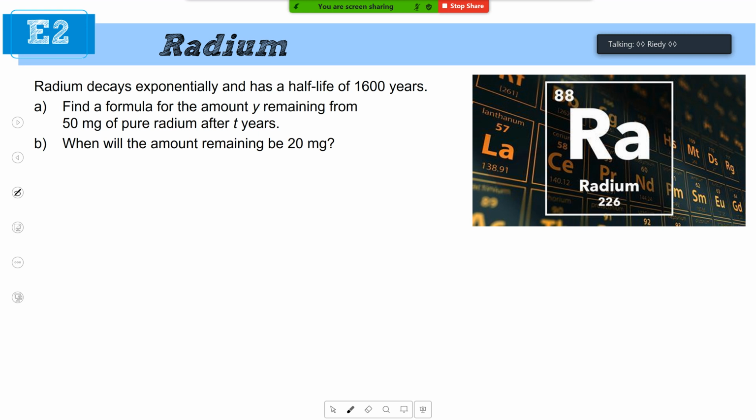Hey, Siri. No, it doesn't. What's the half-life of plutonium? Here's an answer from Wikipedia.org. Plutonium-238 has a half-life of 87.7 years.